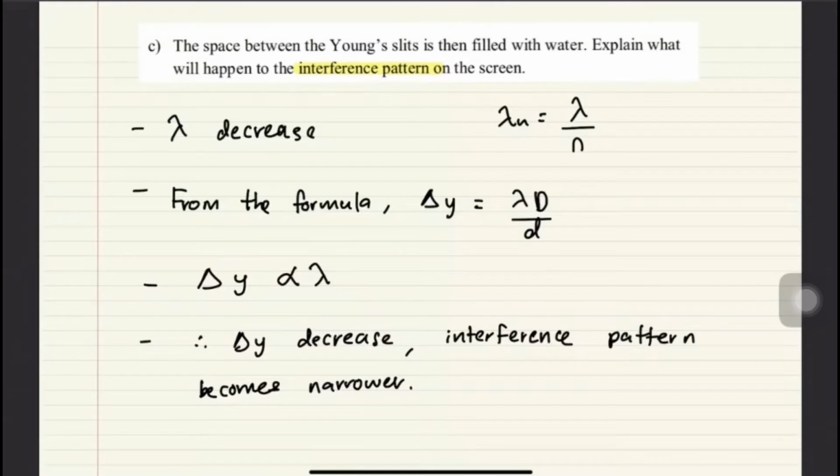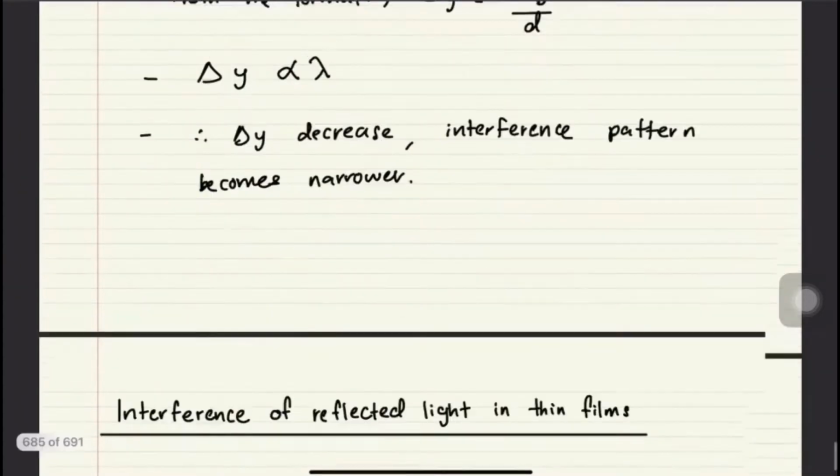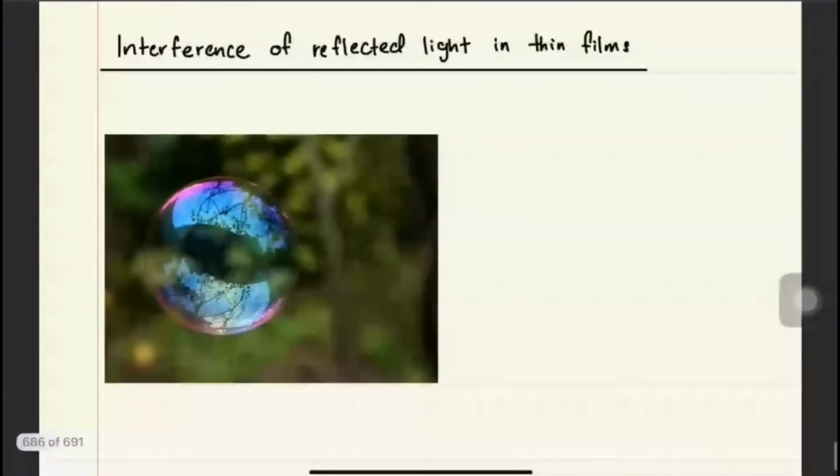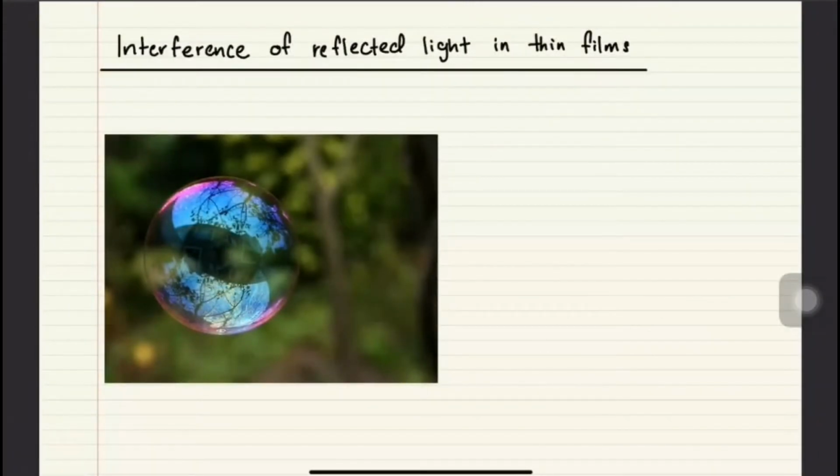Okay, understand or not? Yes, sir. Okay, so for today, one of the equations that you will be using is this one, lambda n equals lambda over n. Later on we will continue. So today we will learn about 8.4, if I'm not mistaken: interference of reflected light in thin films.